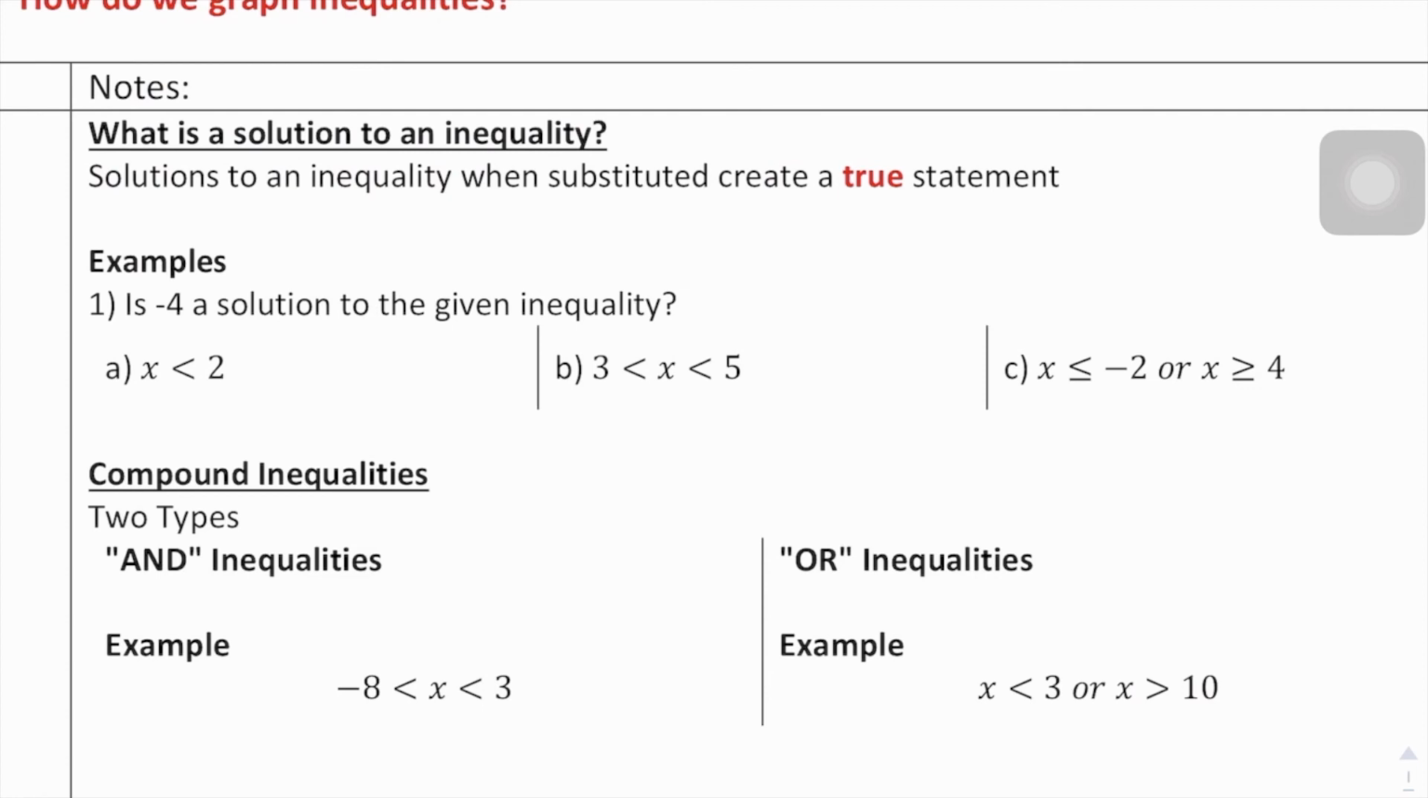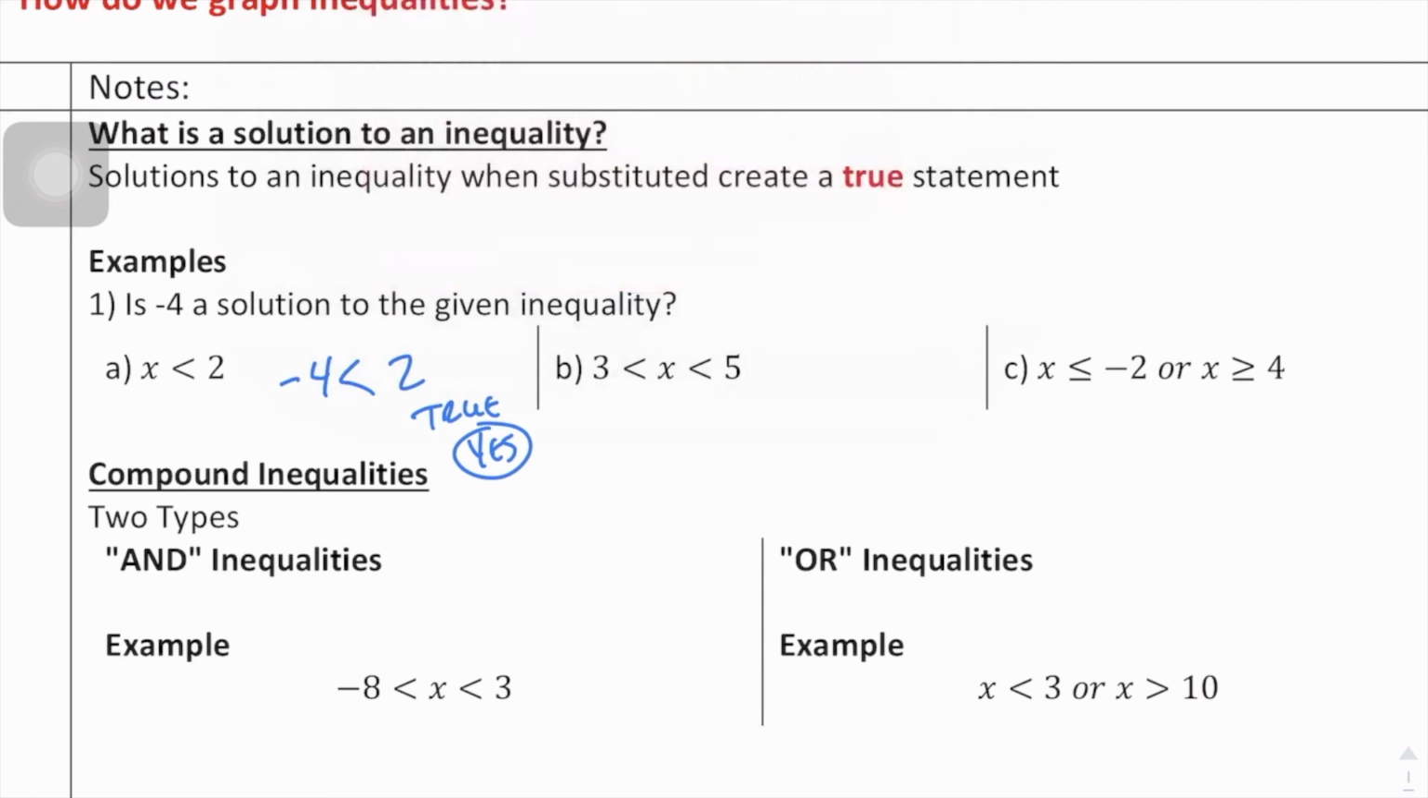A couple examples here. So we want to know, is -4 a solution to the given inequality? When I'm taking a look at this first one here, is -4 less than 2? Is that true? Well, that's true. So yes is our answer.